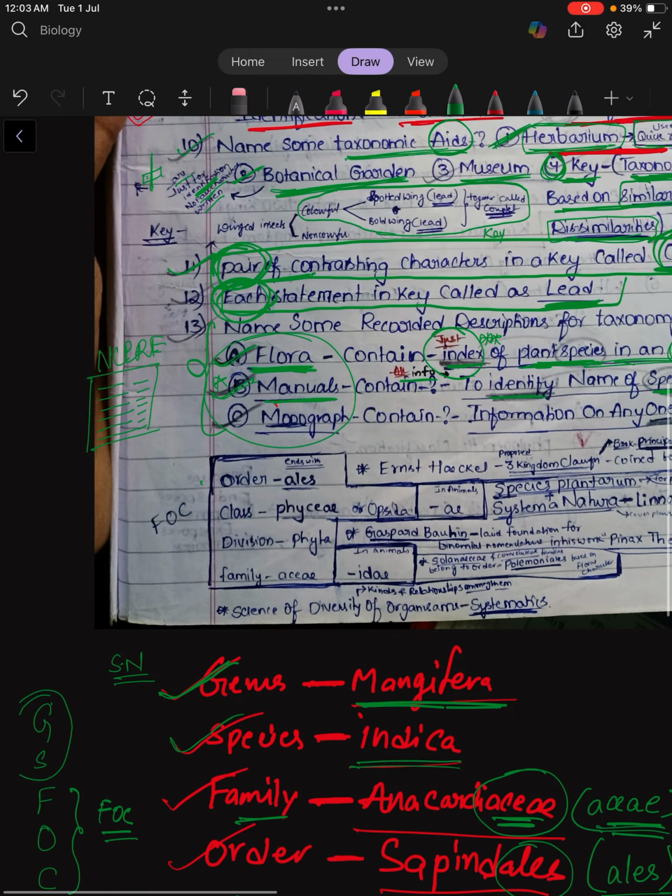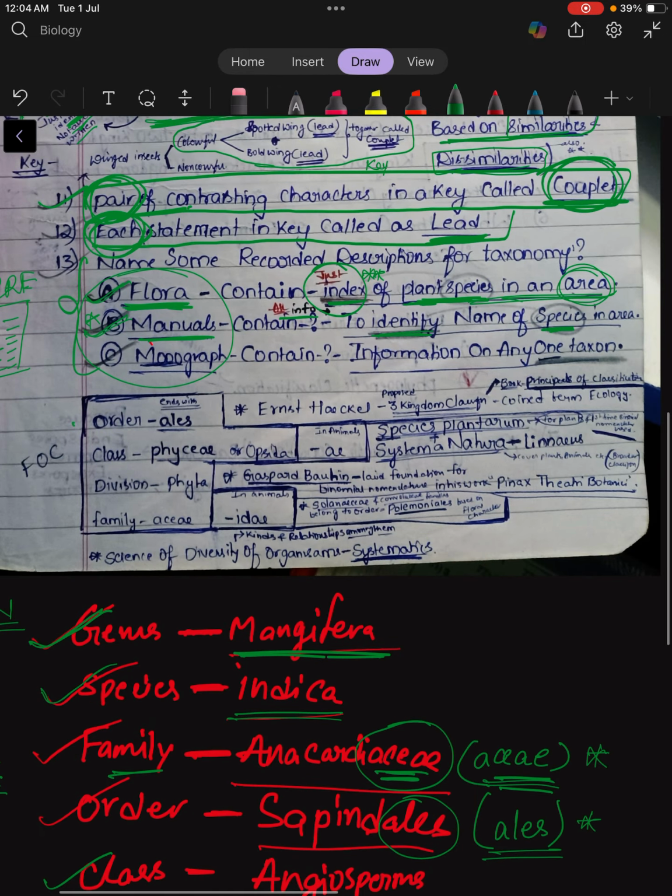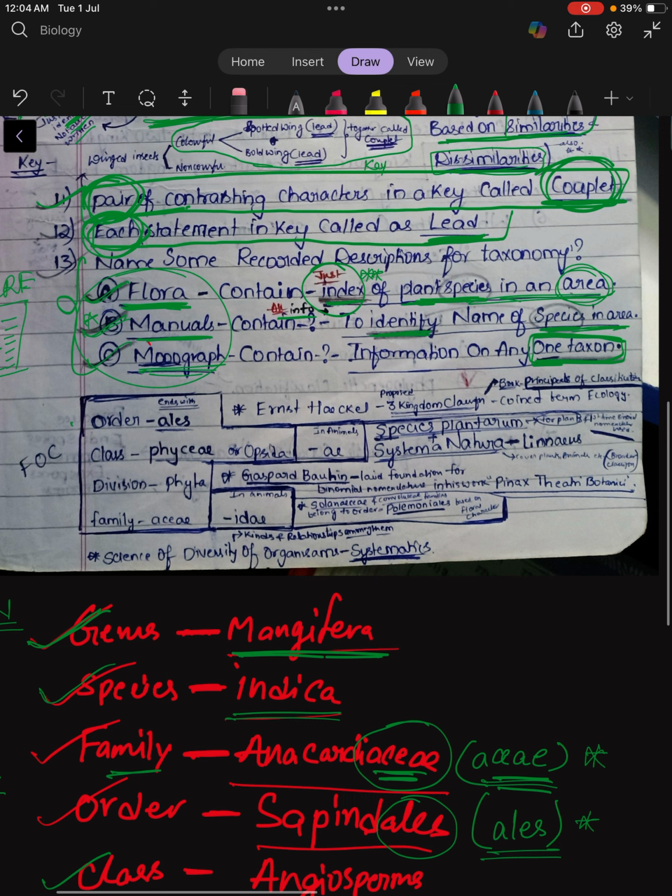So a manual contains all the information to identify the name of species in an area. The third one was monograph. A monograph contains information on any one taxon. For suppose, if you want to identify a taxon of Mangifera or mango, then it contains all the information regarding mango. Anyways, these two are very important, flora and manuals. Flora contains just an index; manuals contain all the information used for identification of a species in that area.